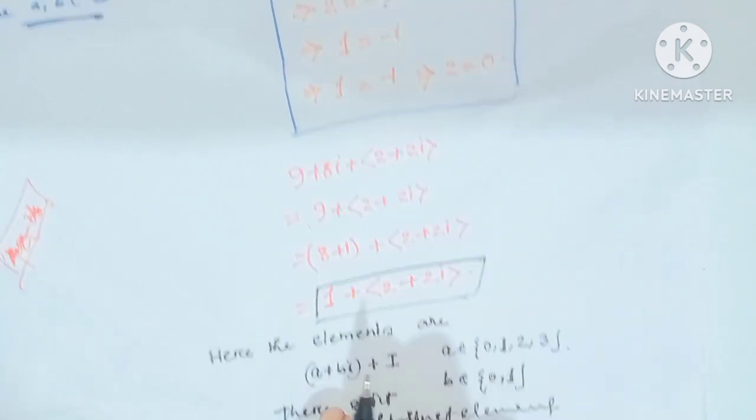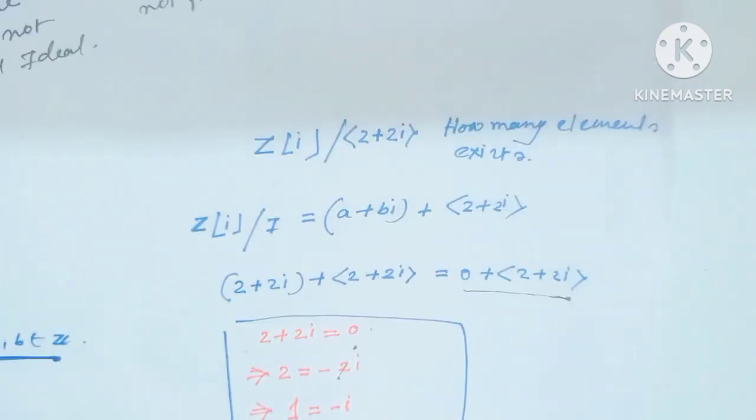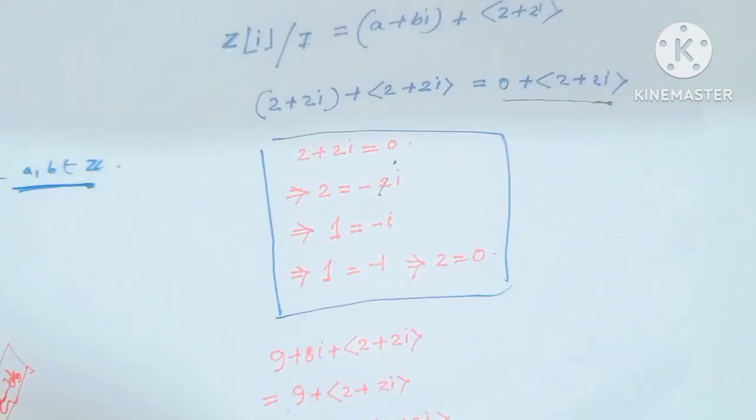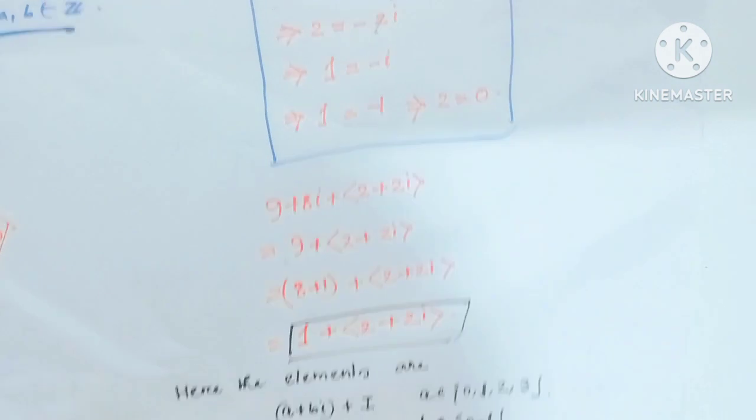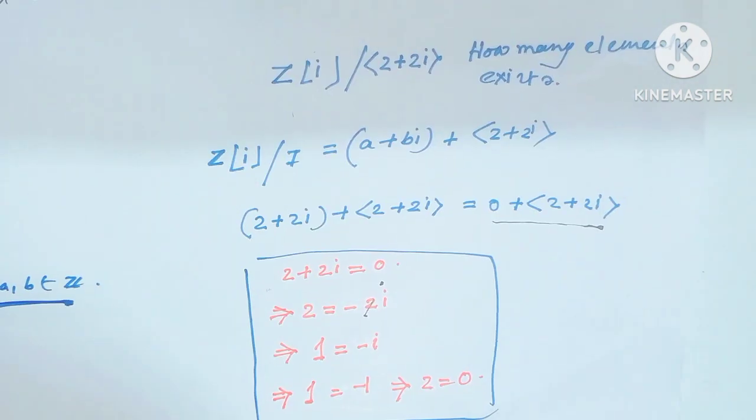Okay? I hope all my viewers have understood the question. How many elements exist? How do we have to find the elements? Okay.